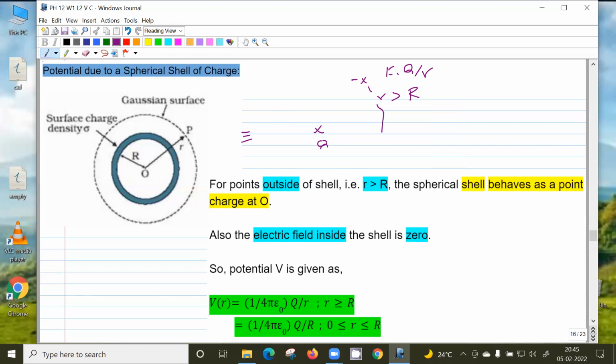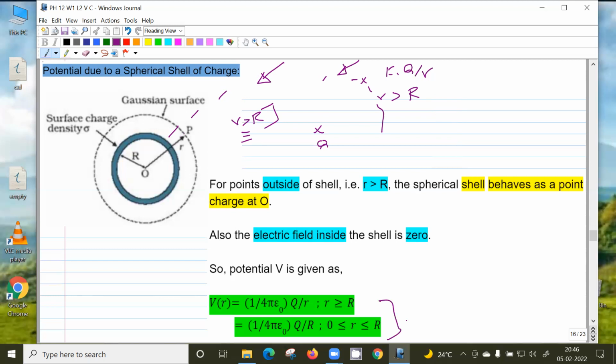So this is valid only for r greater than R, that is, outside of the spherical shell, because outside the electric field is the same as that of a point charge. Whatever electric field is there outside of the spherical shell is the same as if the point charge were there. So the work done in moving a unit charge from infinity to this point is the same for the spherical shell and for the point charge, for r greater than capital R.